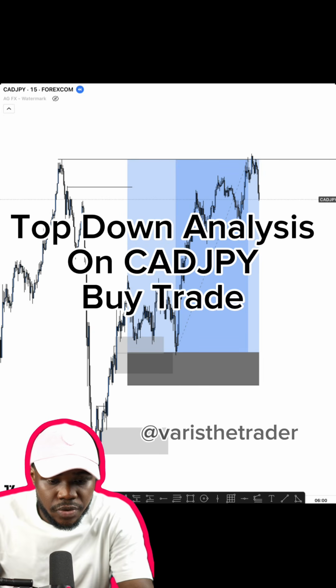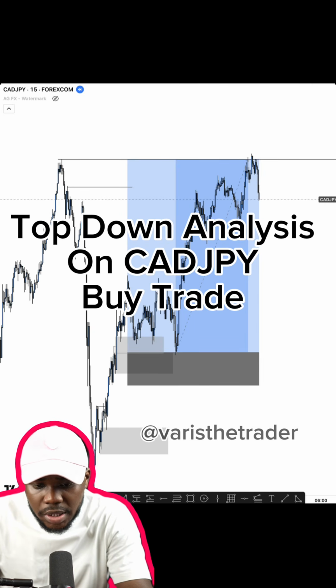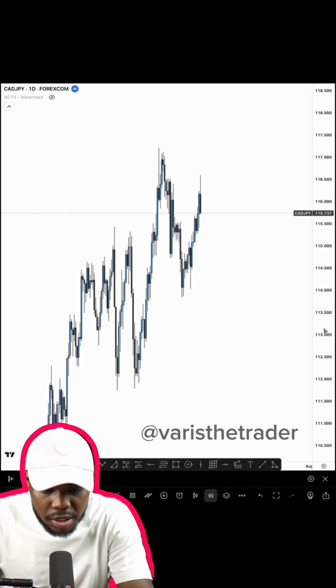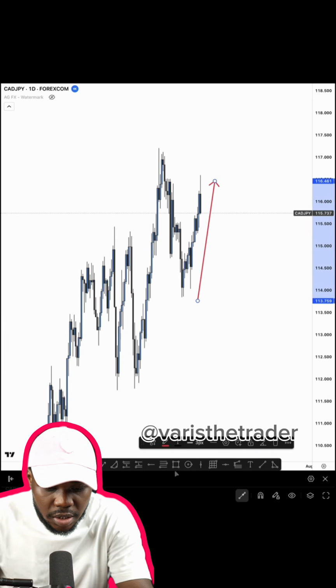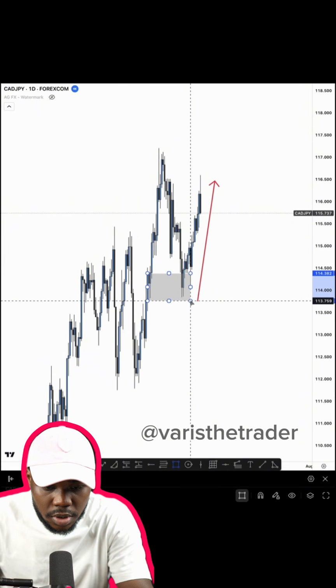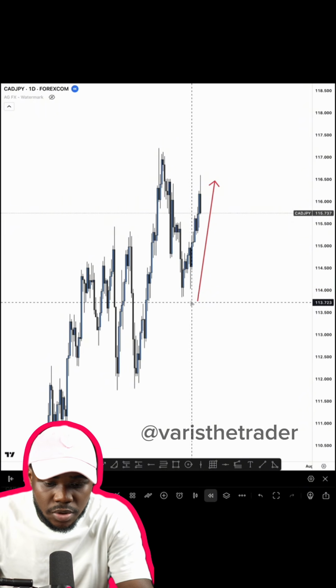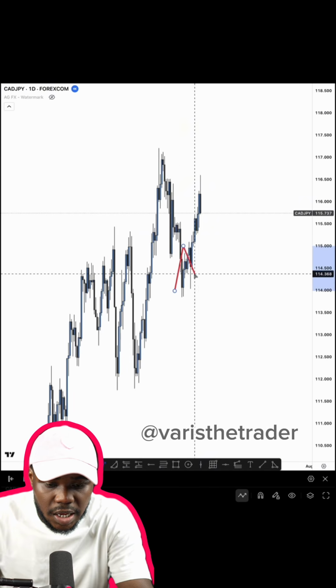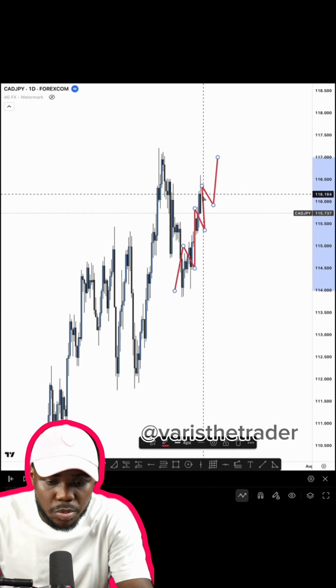Hello guys, let's review and break down this CAD JPY price action using top-down analysis. Currently we're in the daily time frame, and as you can see, price has been pushing up after tapping into this demand area right around here. So if we drop down to the 4-hour time frame, we'd expect to see a series of higher highs and higher lows to support this push up.